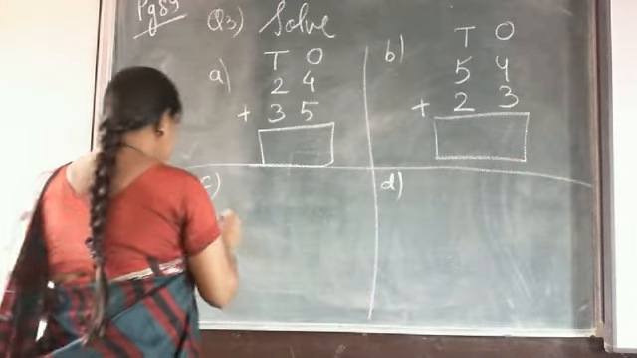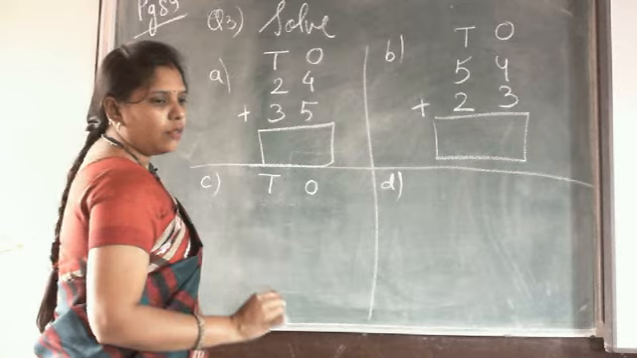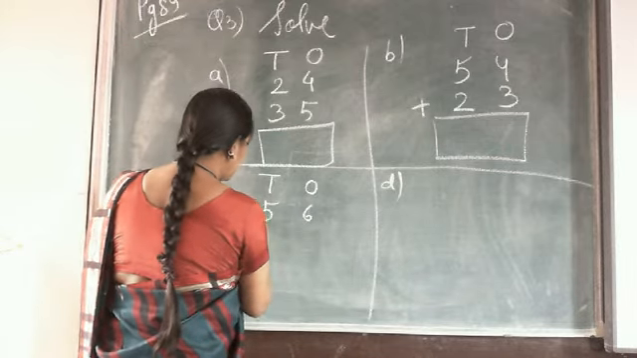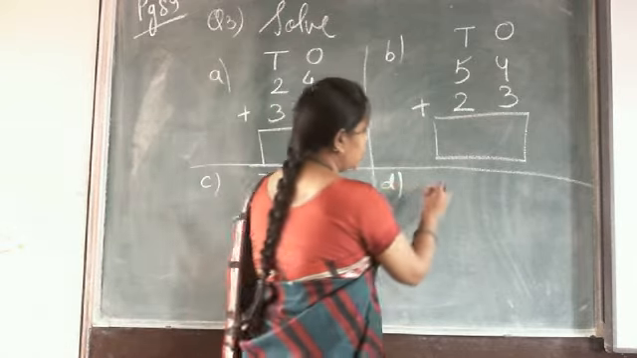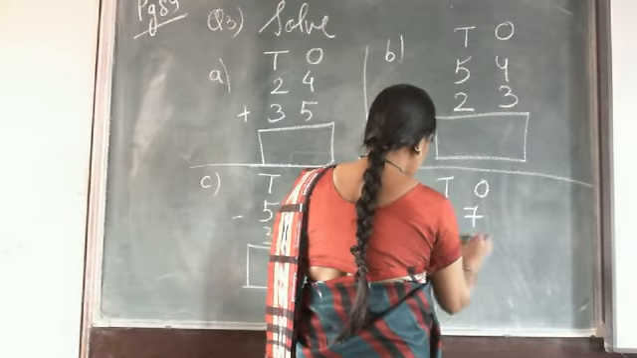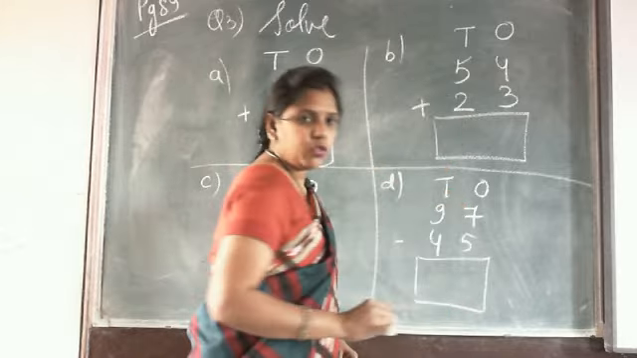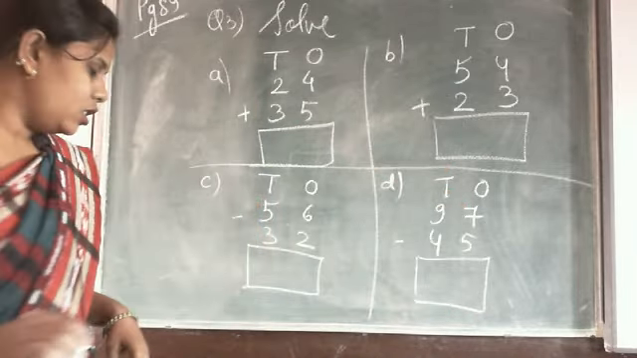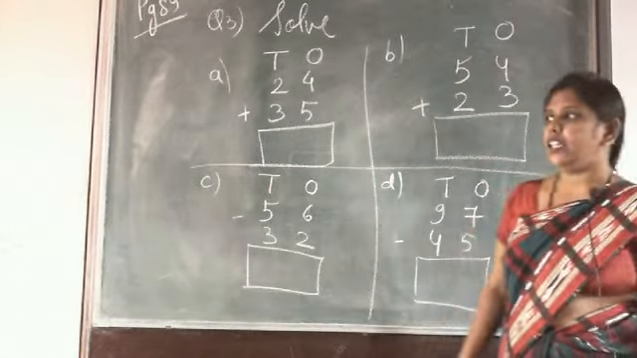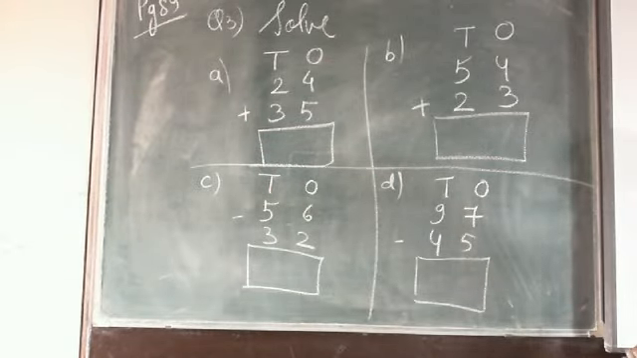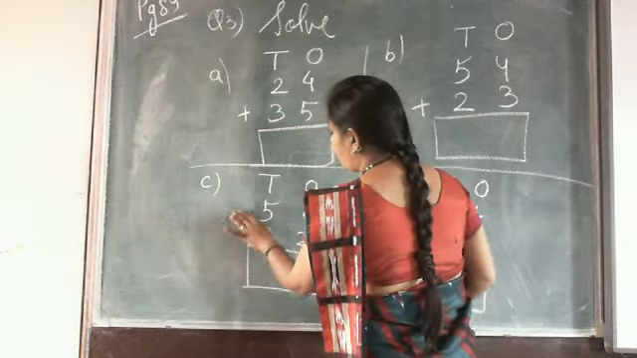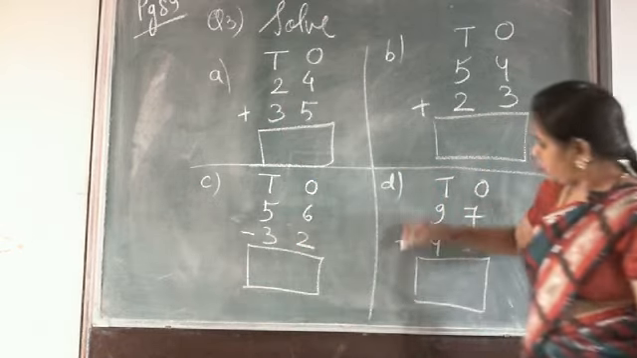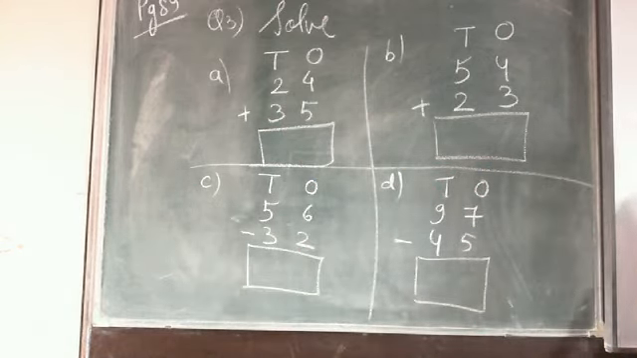Next question is of subtraction. 56 minus 32. And the last question D: 97 minus 45. So you also first copy all the questions, all the questions A, B, C and D. Copy all the questions fast from the board, or if you want to copy the question from the book, you can copy the question from the book also. So write fast.